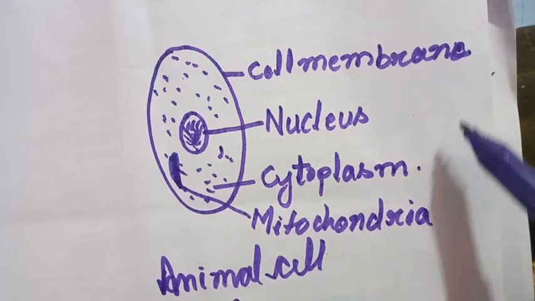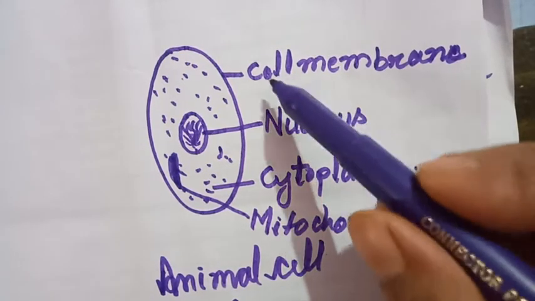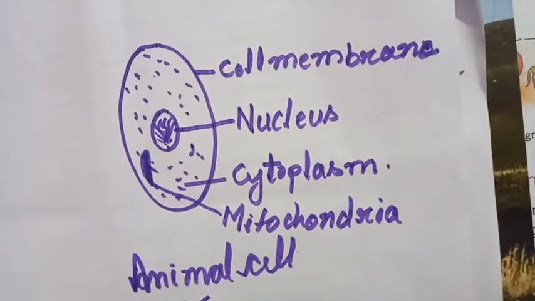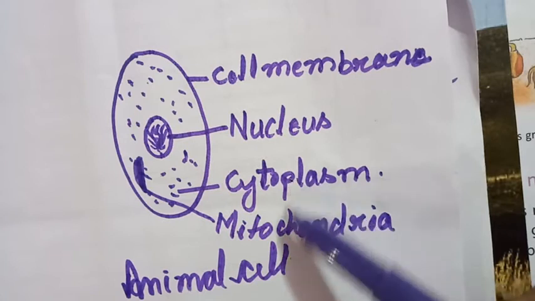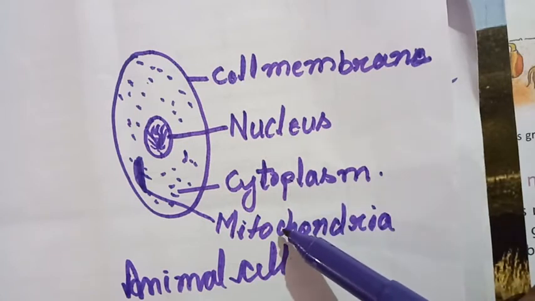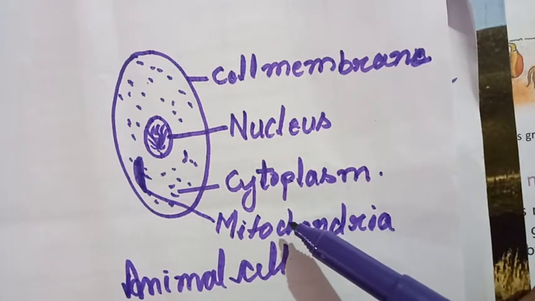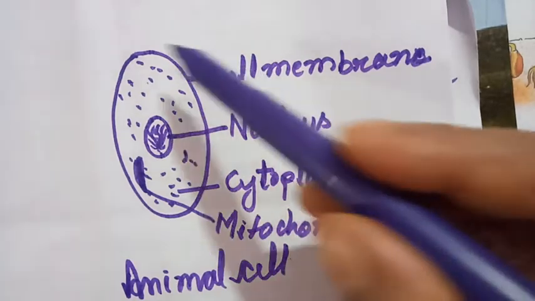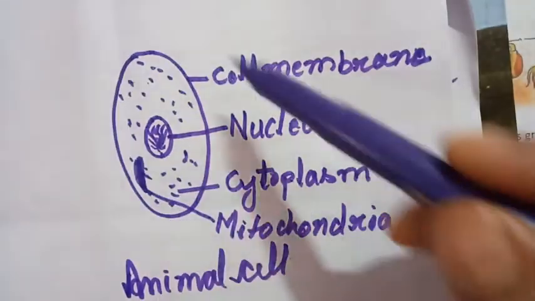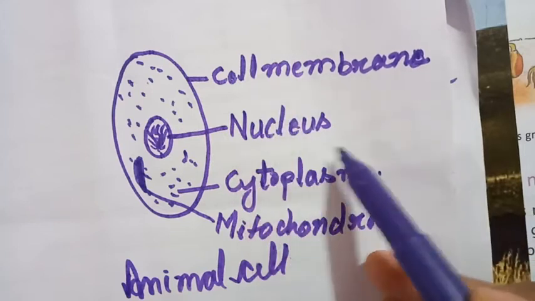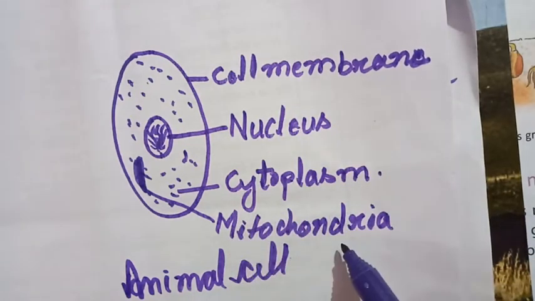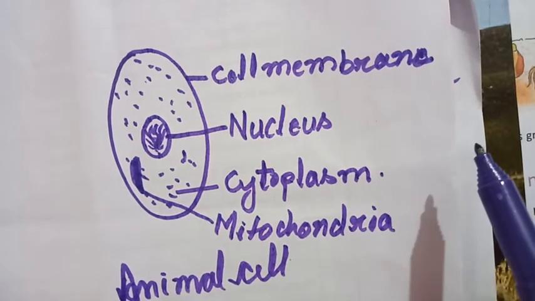I have just picked one cell from your book and drawn the picture on a white sheet. You will also draw this picture on a white sheet in your copy, and you will label 1, 2, 3 and 4 labels over there. No more than 4. Whenever you go to higher classes, you will label 20 or 25 labels. But right now in the 6th class, you will only label cell membrane, nucleus, cytoplasm and mitochondria. Is it clear? Have you any problem? No, I think you don't have a problem.